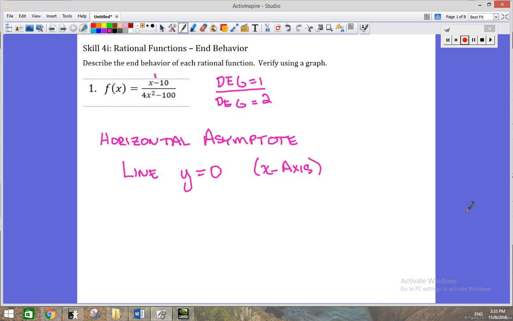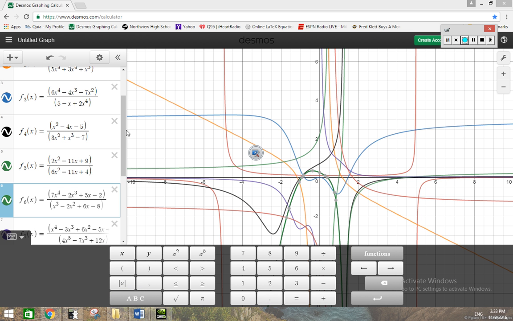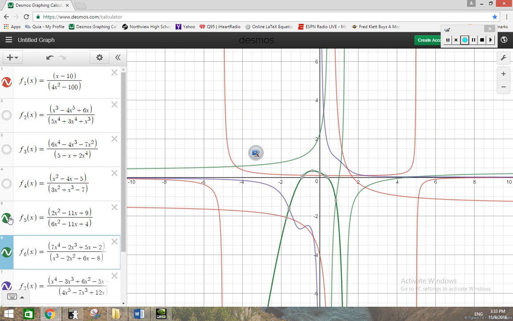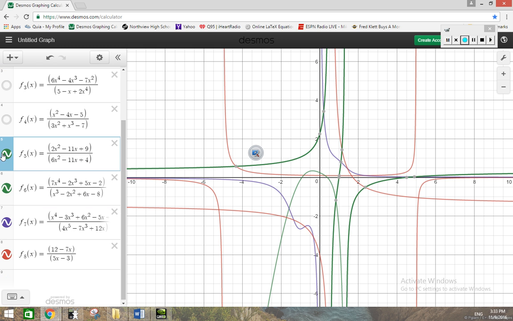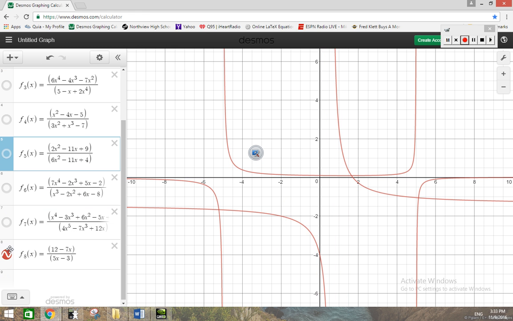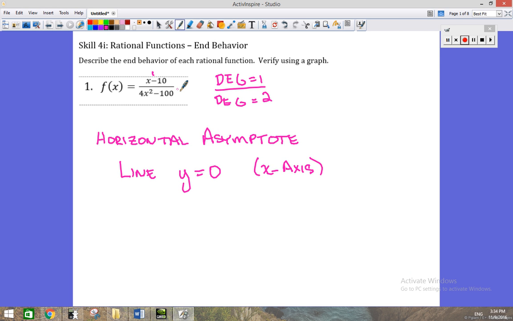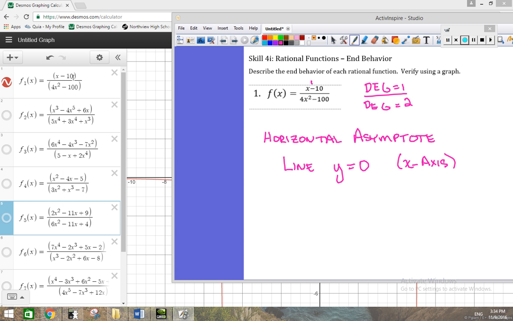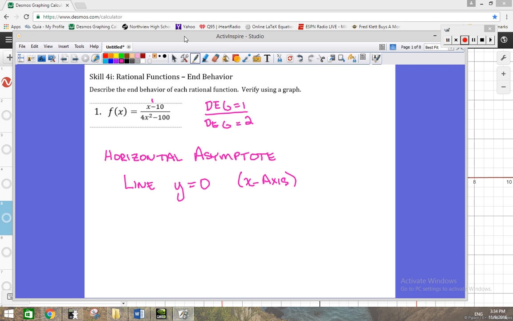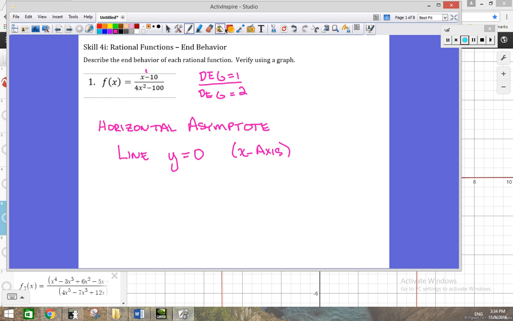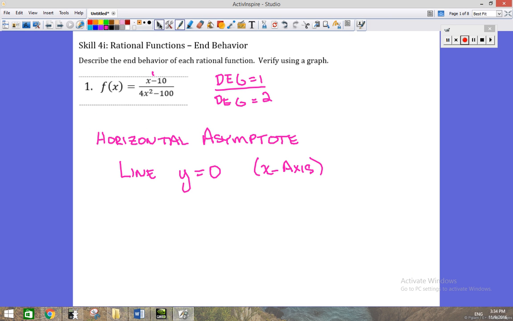So I've keyed these in on Desmos already before I started the video. So let's jump in and look. Hey, which graph is ours? All right, so let's double check that I've keyed that in correctly. X minus 10 is in the numerator, yes, and 4x squared minus 100 is in the denominator. So I've keyed that in correctly, and so let's cut and paste the graph onto here so that we can look at that end behavior.